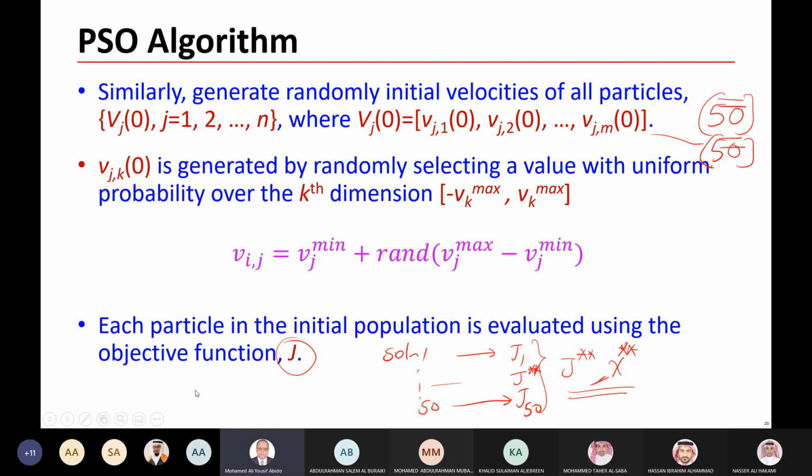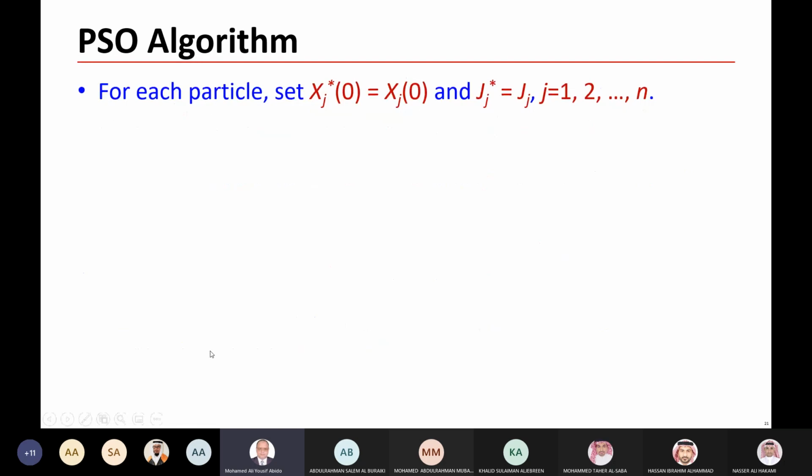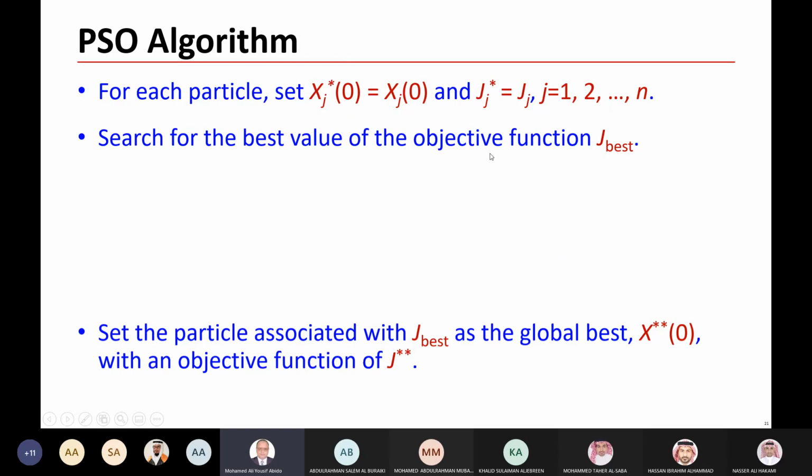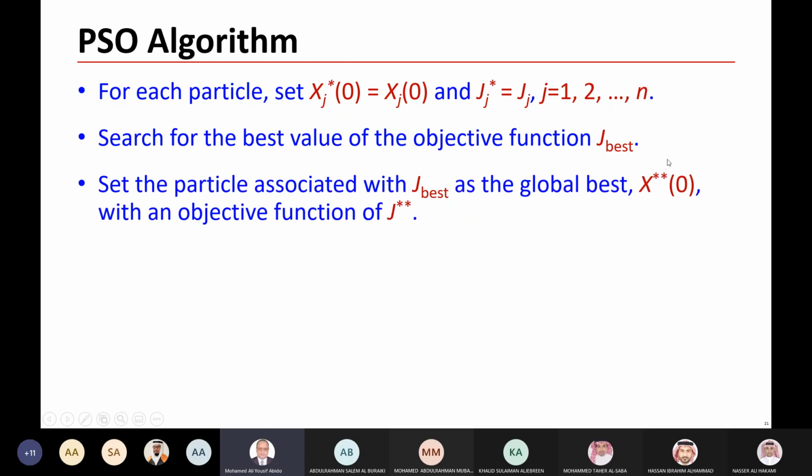This is from the initialization step. I think, yes, here it is. For each particle, we consider the local best equal to the particle itself, and this is the initial, and the associated objective equal to the objective itself. And this is the initialization step, and you can select the best value of the objective, J best, the J double star, and this also the position can be extracted, X double star. We need the local best and the global best in updating the velocity later on.